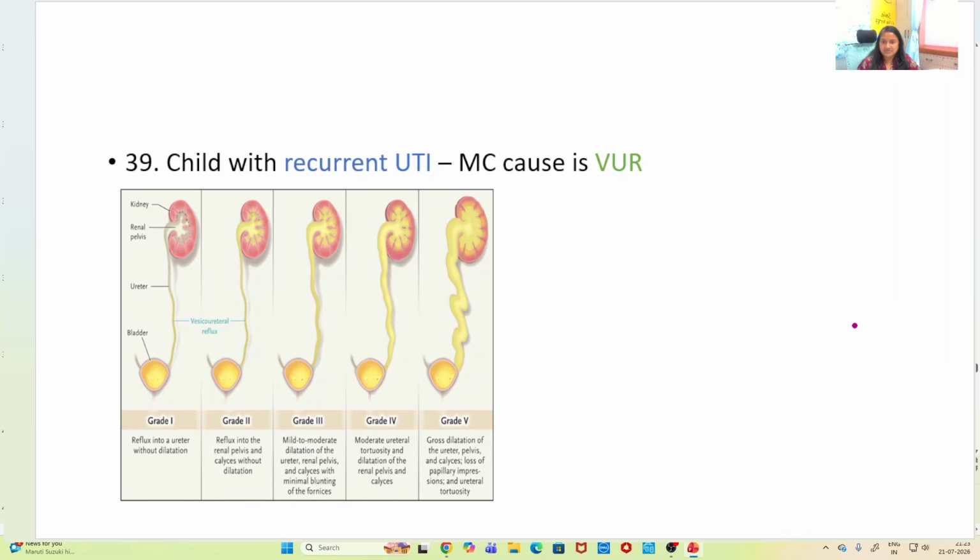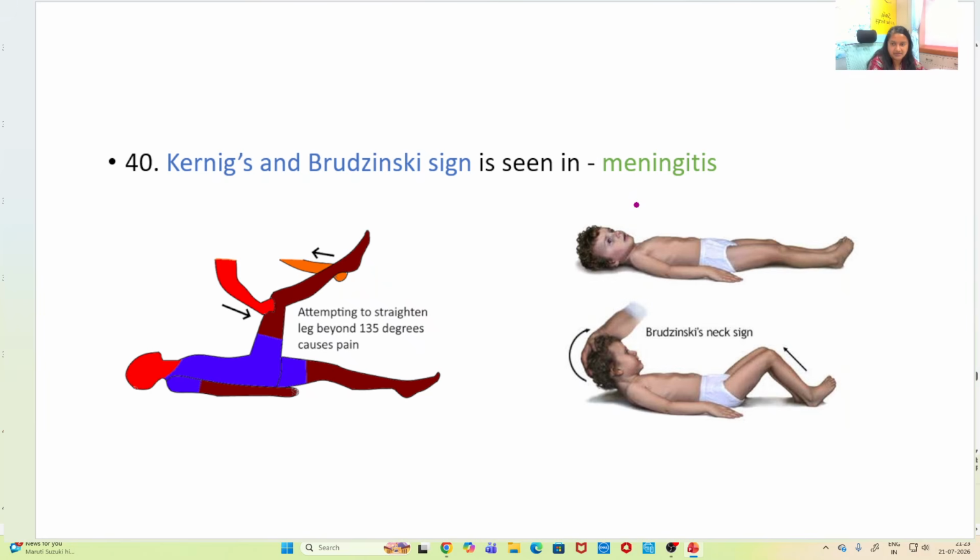Question number 39 is a child with recurrent UTI. Okay, most likely cause is vesicoureteral reflux. Here you can see the 5 grades of VUR. Starting from grade 1 to grade 5, it is in increasing order of severity. Most common cause of recurrent UTI is VUR.